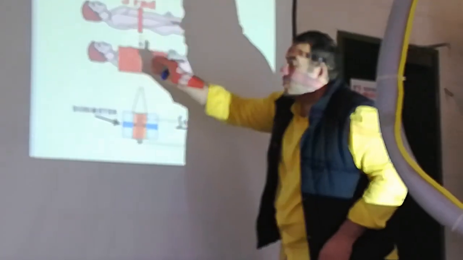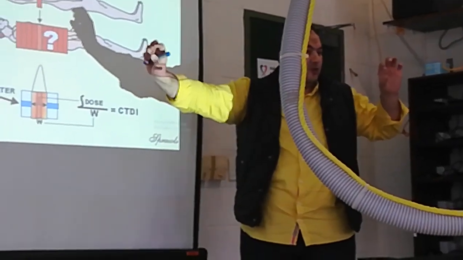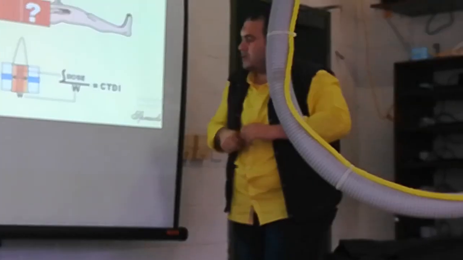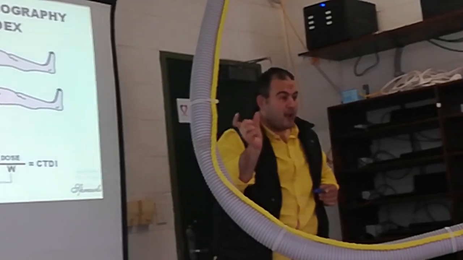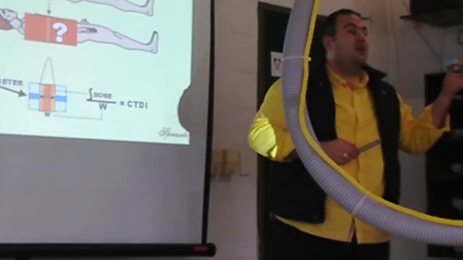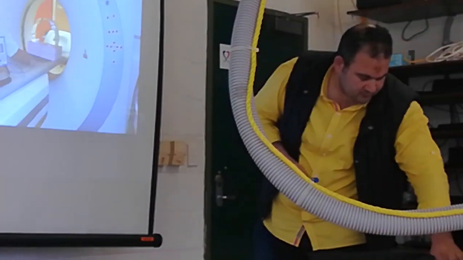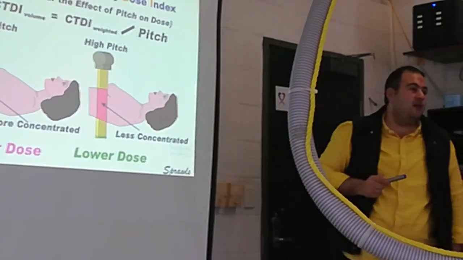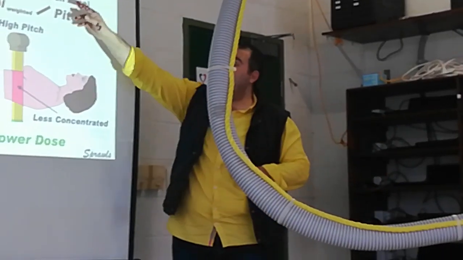Here, if you get a lot of slices, using integration for the dose, you can calculate the dose for all slices, but there are factors affecting it. So integration of dose and divide by the width of the slice, you can get a parameter called CTDI, CT dose index. Now you calculate CT dose index, but when we divide, another parameter is called pitch.